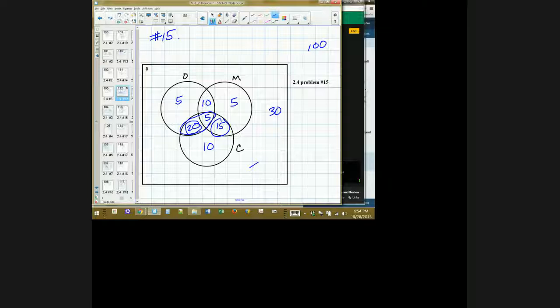Then do your singles. 50 had ketchup. Currently, until we got to the outside, we had what? 25, we had 40. So we need 10 more to make 50. So 10 in the outside of the ketchup. 35 had mustard. 20, 30, 35. I'm getting hungry.